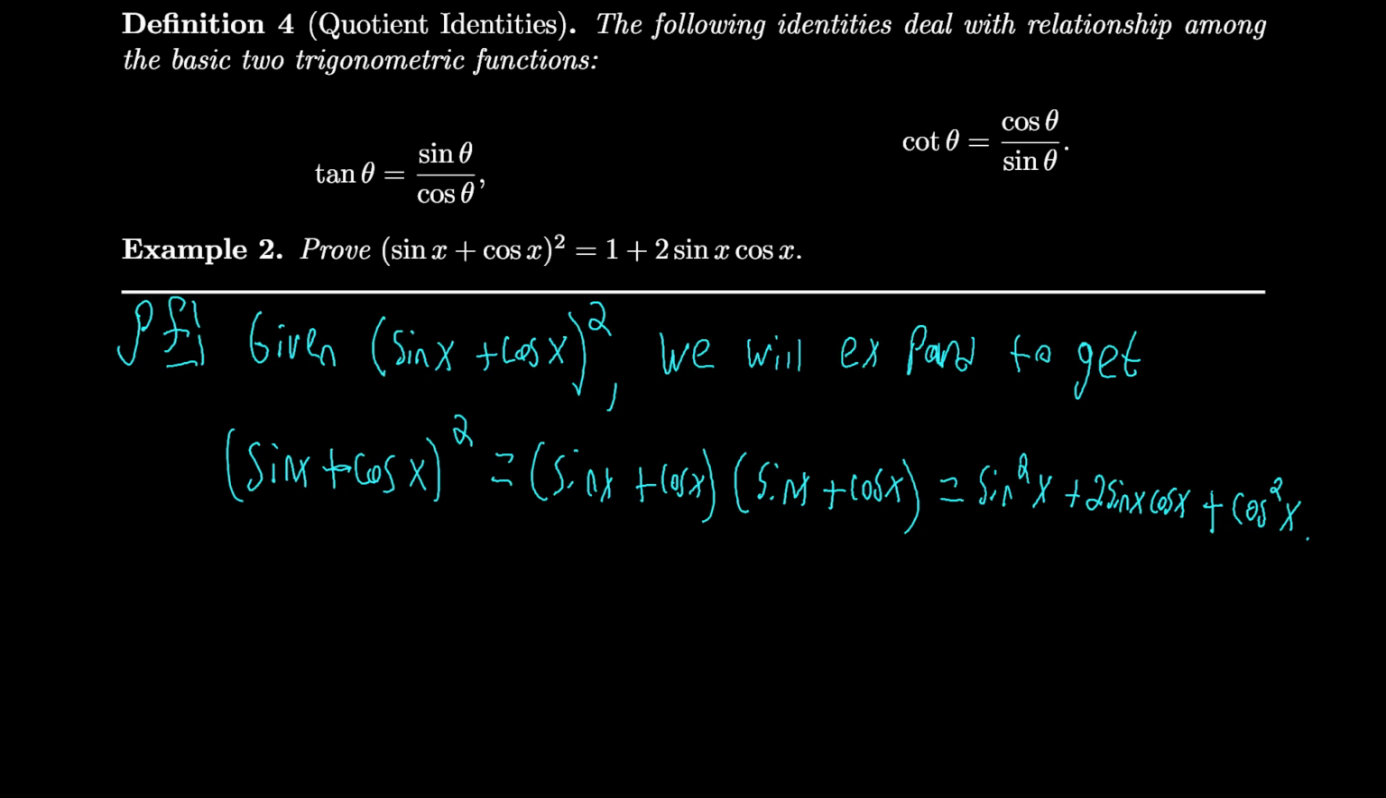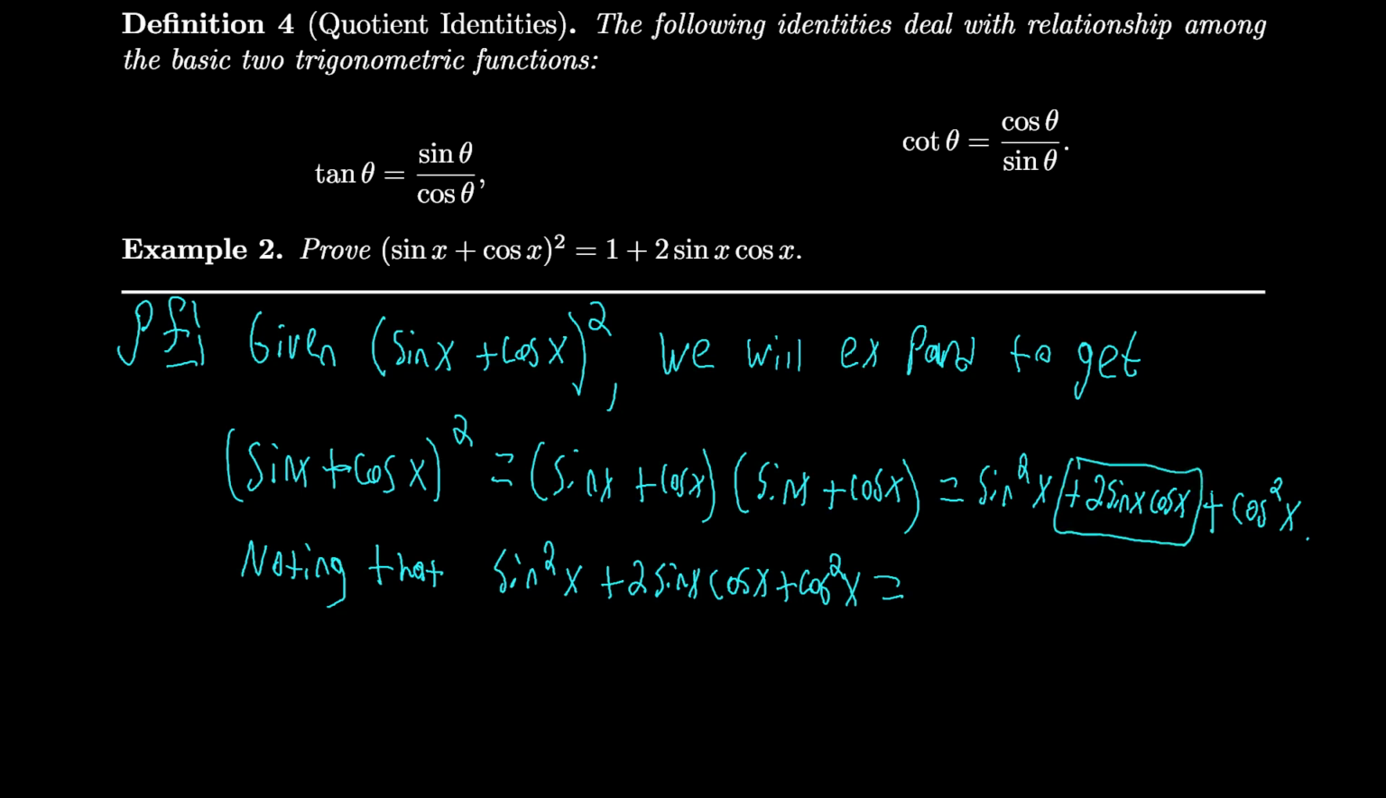Now we say another line. We say, noting that sine squared x plus 2 sine x cosine x plus cosine squared x can equal, we note, we look at this and we see what can we simplify and where are we trying to get? Well, in the answer we know that there's going to be a 2 sine x cosine x and it's right there. So we don't have to worry about that. Don't look at it anymore. We know that that's part of the answer.